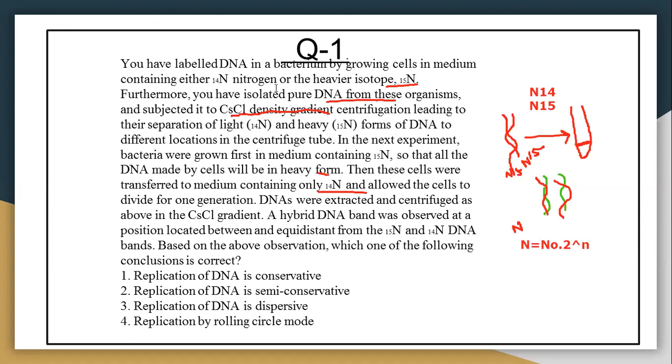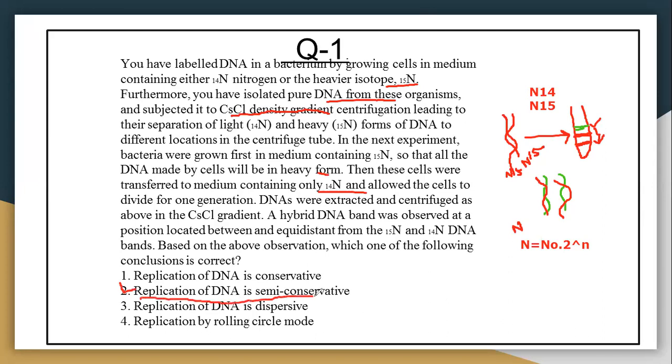You observe the band is located in between N14 and N15. If it is a heavier isotope, the band will be lower, and for lighter it will be higher. For N14 and N15 hybrid, you get the band in the middle portion, between the lighter and heavier parts. So it is proved that this experiment is based on the Meselson and Stahl semi-conservative mode of DNA replication. So the answer will be that DNA replication is semi-conservative.